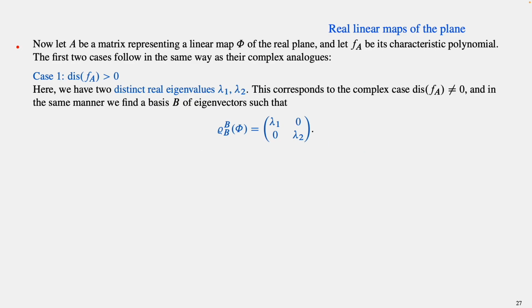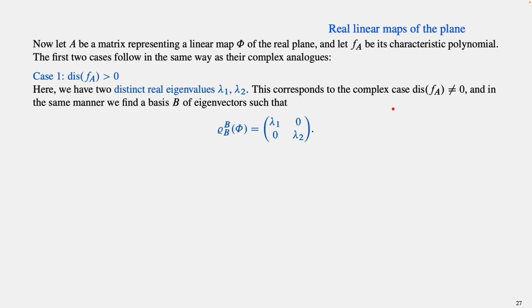These were the two complex cases, and now we look at the real case. So now we'll assume that A is a real matrix representing a linear map of the real plane, and F_A is again its characteristic polynomial. And the first two real cases pretty much follow exactly as in the complex case. So the first case here is now where the discriminant of the characteristic polynomial is positive. It's not just different from 0 as in the complex case, but we require it to be positive. This is the case where we have two distinct real eigenvalues, lambda 1, lambda 2.